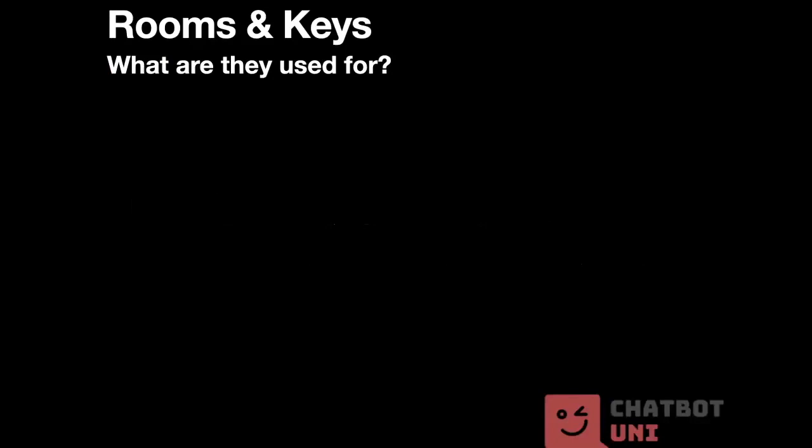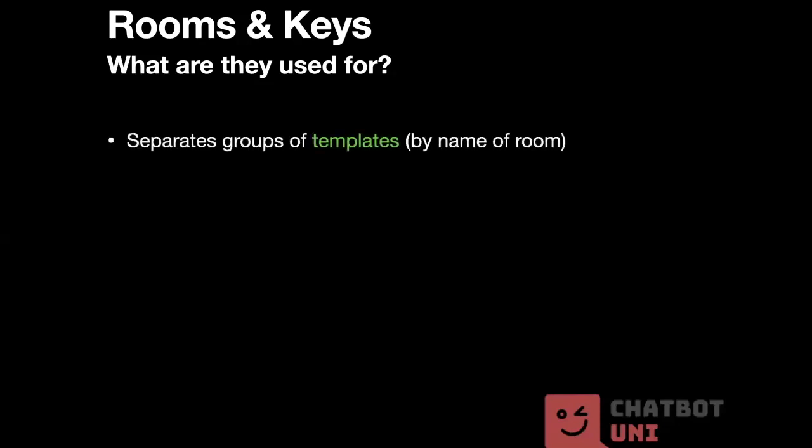So the building block for forms are really rooms and keys. And so you need to have at least looked at session 6, where we talk about rooms and keys. And just to give you a quick overview of what they are used for. So rooms and keys are used to separate groups of templates. All right, so let's say you've got a bunch of templates, and you can separate them by the name of the room.